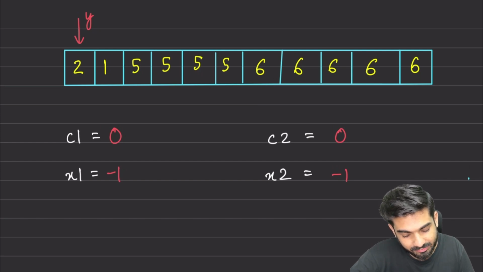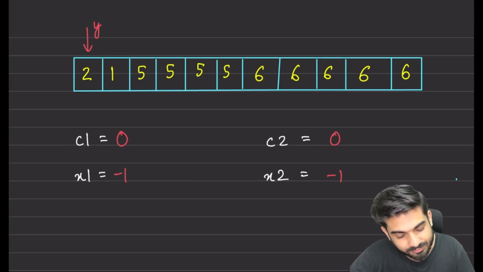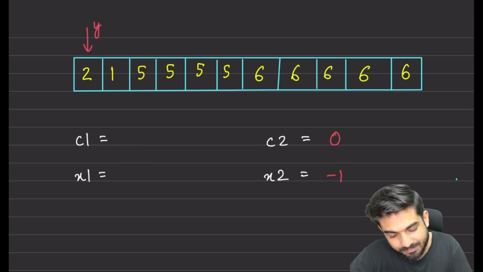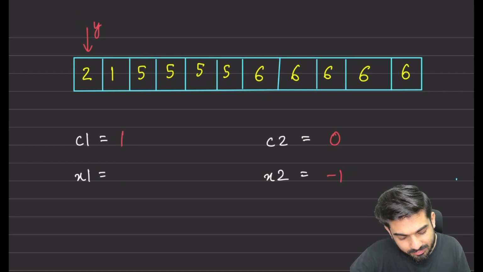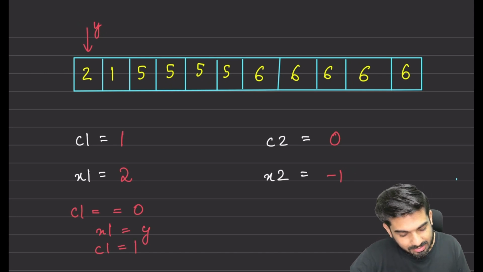We have 2 here, and this 2 is matching as of now, since C1 is already 0. So we'll update this: C1 will be set to 1, and X1 will be set to the Y value, so it will be 2. We can write this condition: if C1 is 0, then X1 will be equal to Y and C1 will be set to 1. Now we go to the next element.